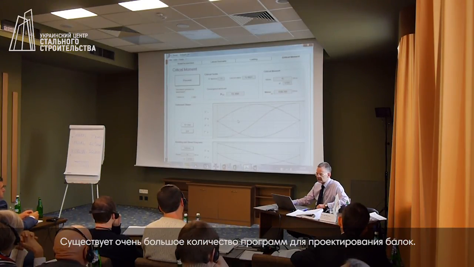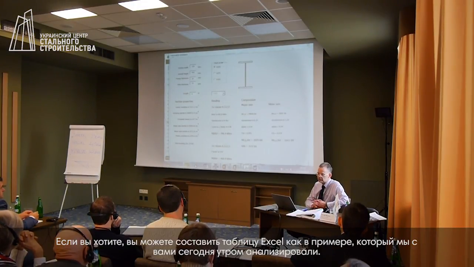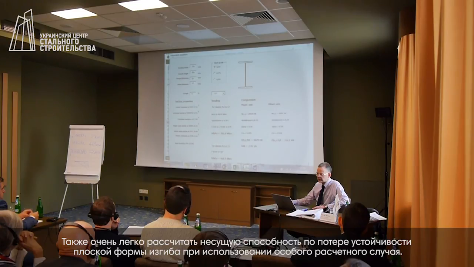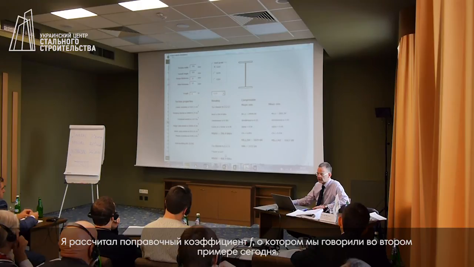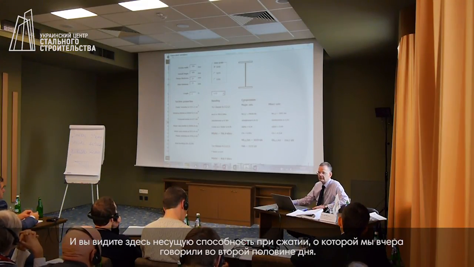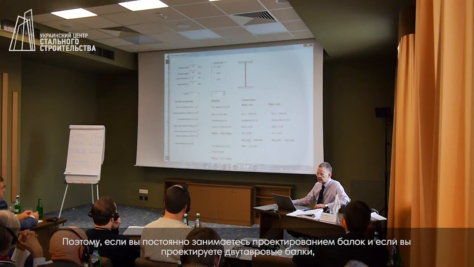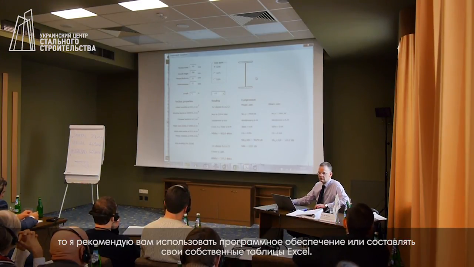There will be plenty of software available for you to design beams. If you wish, you could write an Excel spreadsheet. Here is the example that we have been examining this morning. You can see it's relatively easy to calculate the resistance moments for the general case, and easy to calculate the resistance moment for the special case. I've calculated this adjustment factor F that we did in example number 2, and these are the resistances in compression that you calculated yesterday afternoon. And of course, it's easy to change to a different shape of bending moment diagram. So to me, if you are going to design beams regularly, and you are going to design plate girders regularly, then I would recommend that perhaps you use LT beam software, or perhaps you develop your own spreadsheet.